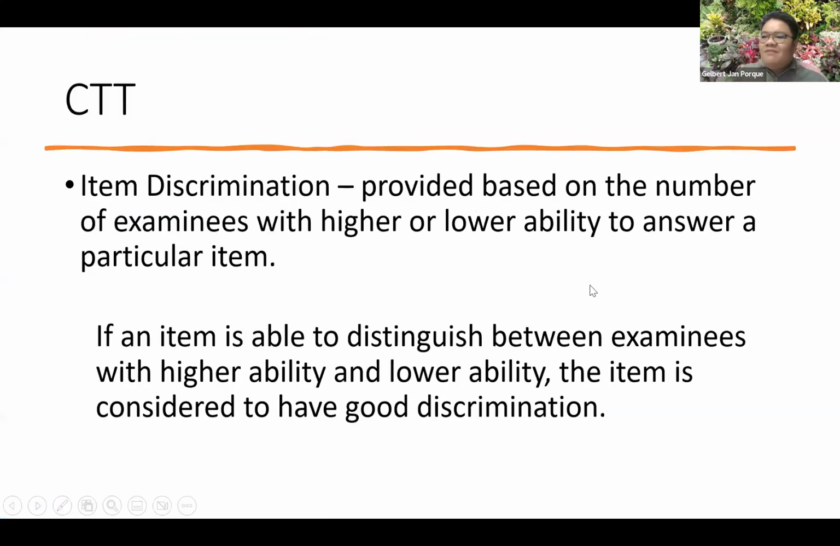And then class, you also have item discrimination. Your item discrimination is provided based on the number of examinees with higher or lower ability to answer a particular item. If an item, class, is able to distinguish between examinees with higher ability and lower ability, the item is considered to have good discrimination. Class, when we are dealing with items in the examination, we have what we refer to as your discrimination index.